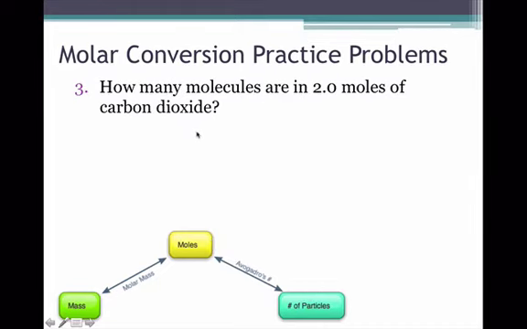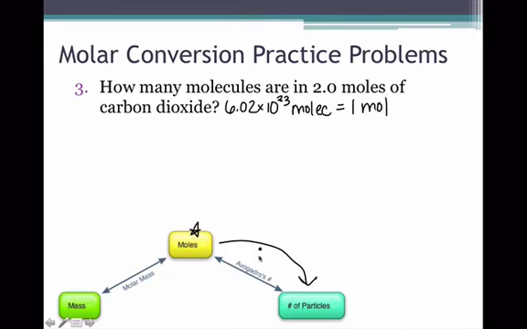The third one, how many molecules are in 2 moles of carbon dioxide? So I'm starting in moles, and they're asking me to go to the number of things, to molecules. So again, I'm going to be using Avogadro's number. Oops, that's a 23. And this will be molecules equals 1 mole. That's the conversion factor I'm going to use. That's the Avogadro's number conversion factor.